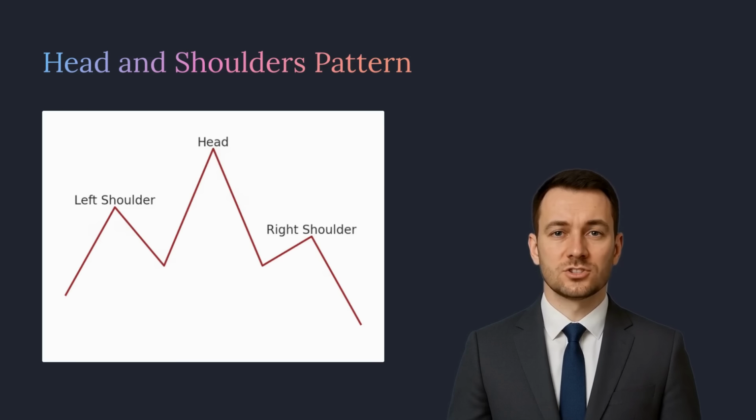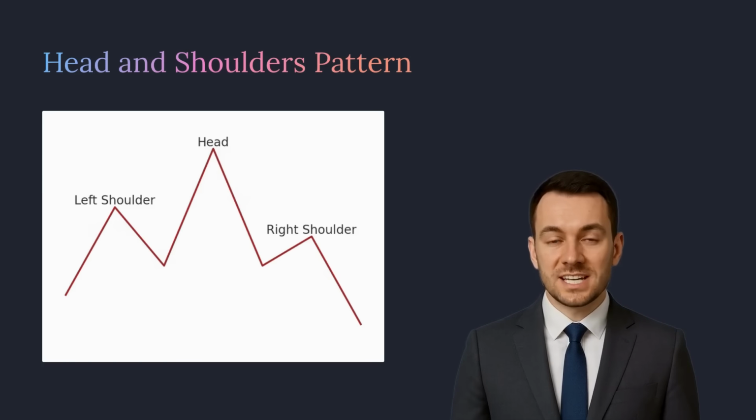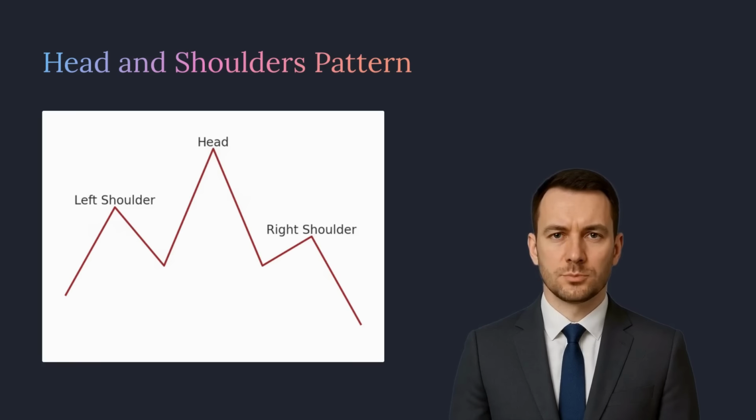A neckline is drawn under the two intervening lows. When the price breaks below the neckline, it signals a potential trend reversal from bullish to bearish. In essence, the pattern indicates the uptrend weakened, the right shoulder couldn't reach the height of the head, and a break of support, the neckline, confirms sellers taking control.